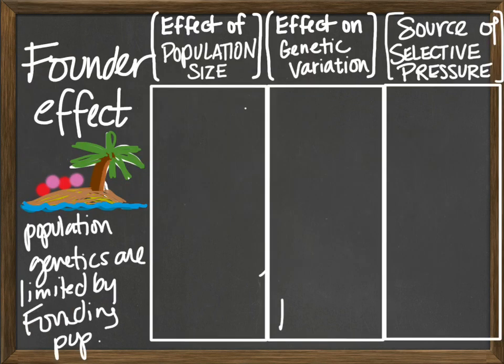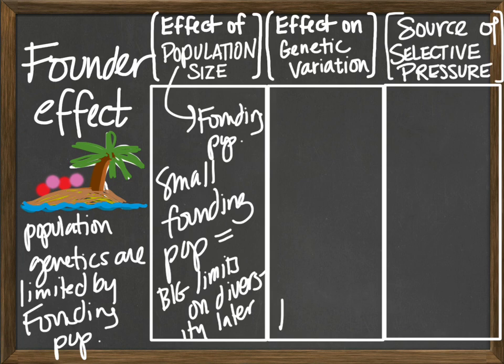Oops. So now let's talk about founder effect. And I've drawn a cute little desert island there with 4 colored spheres. So remember that founder effect is where population genetics are limited by the genetics of the founding population. So when we talk about founder effect and population size, we're talking about the size of the founding population. That's really critical. There's a huge difference between 5 people washing up on a desert island and 50 people washing up on a desert island. So small founding populations really equal big limits on diversity later.